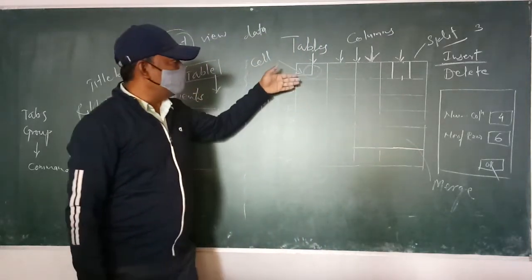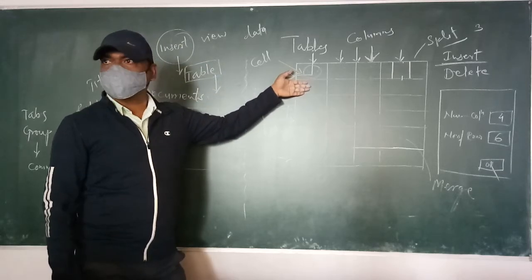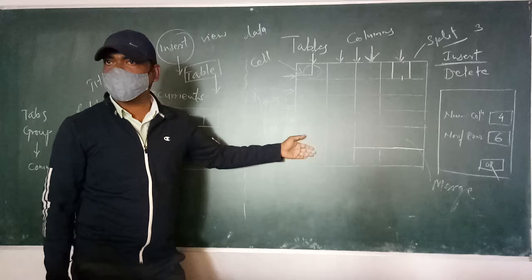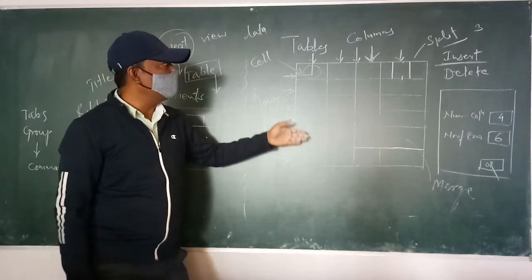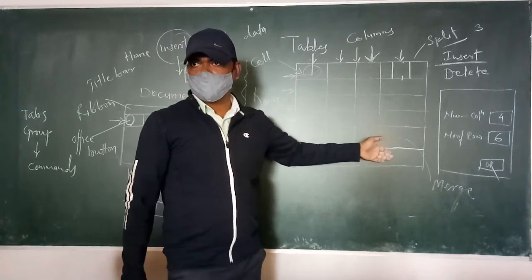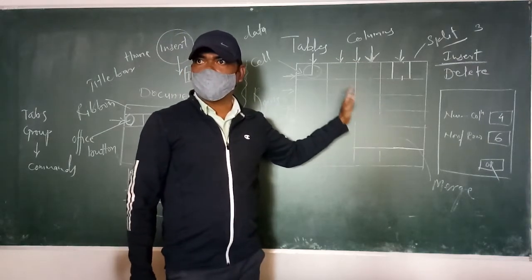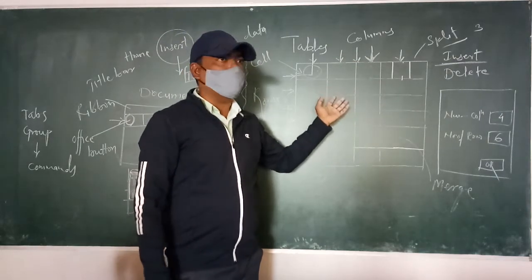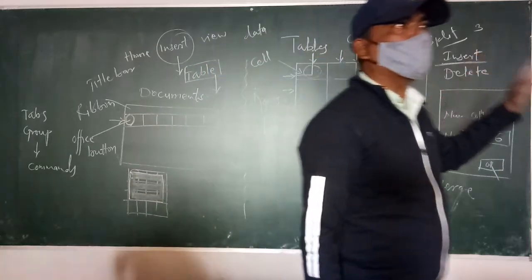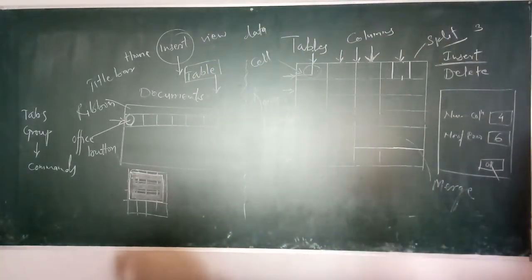Means how to change the background color of the cells, how we can change the color of the lines of the tables, and the background color of the table. So all these formatting commands I will show you practically whenever we get time. Understood?